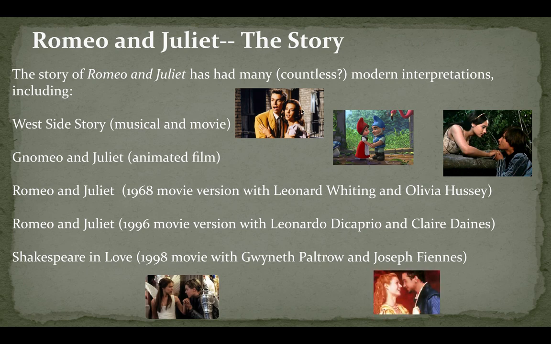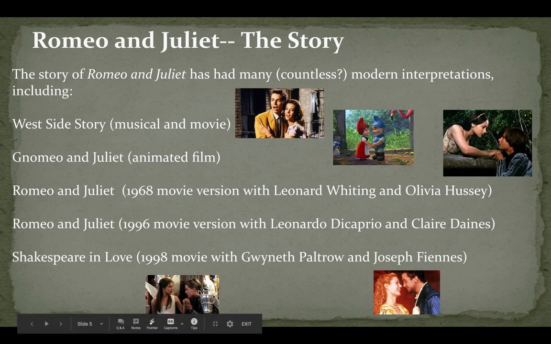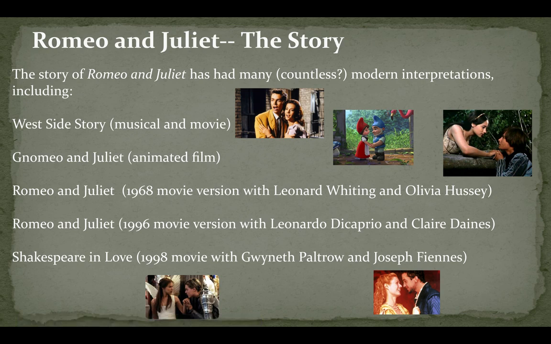Here at the top, we see two characters from West Side Story. Here we have Romeo and Juliet. Here we have Romeo and Juliet as played by Leonard Whiting and Olivia Hussey. That'll be the movie version that we see. Here we have Leonardo DiCaprio and Claire Danes in the 1996 version. And here we have Gwyneth Paltrow and Joseph Fiennes in Shakespeare in Love. So lots of different interpretations of this story. There are probably way more. These are the ones that I'm familiar with and probably some of the most popular. So this story has come about through time and just keeps coming back. It keeps getting reimagined.